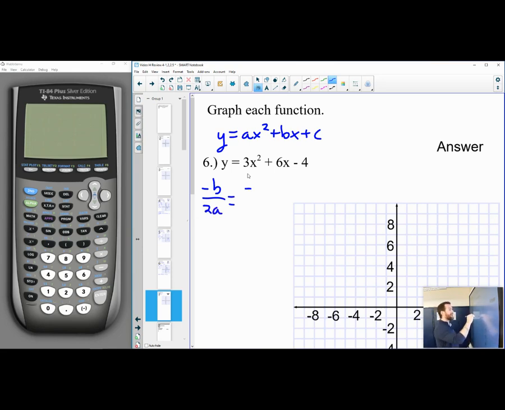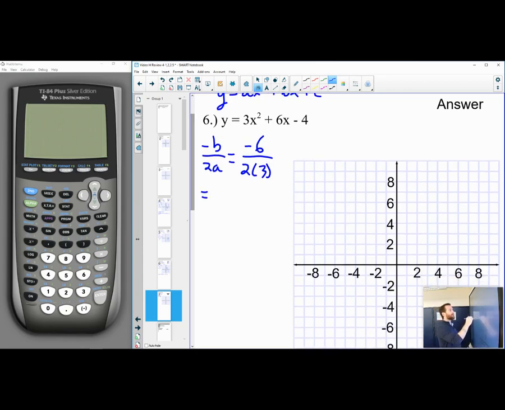B is 6, so negative 6 would be negative b. And 2a, that's 2 times 3. So we get, I don't want to be on the graph, so I'll put this right here. That's negative 6 divided by 2 times 3, which is 6. And we end up with negative 1. That's the x-coordinate of the vertex.